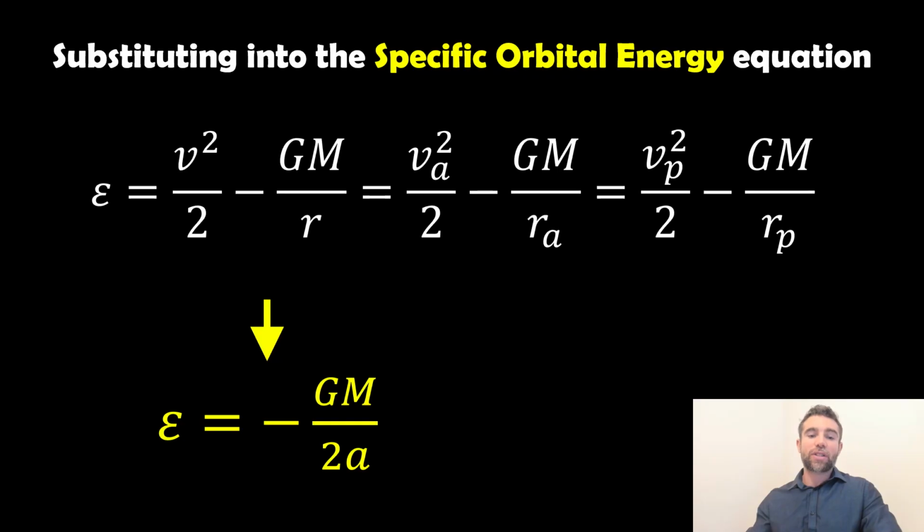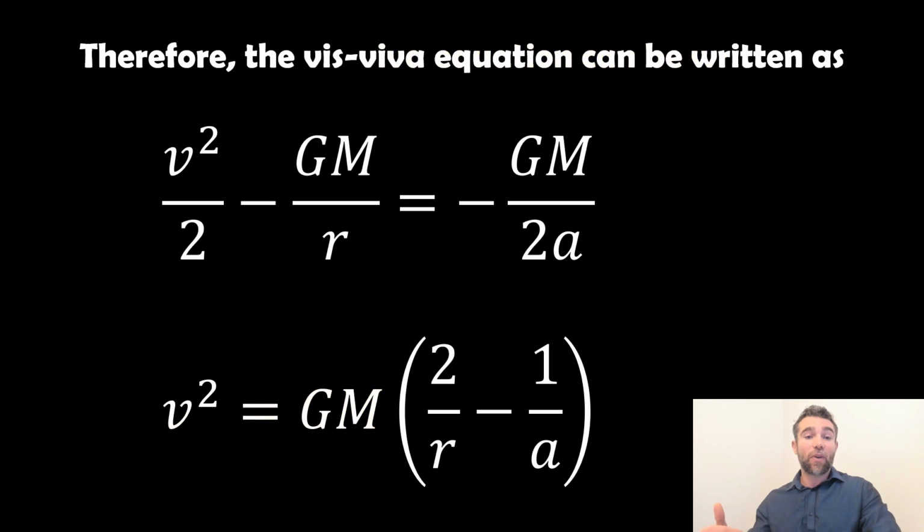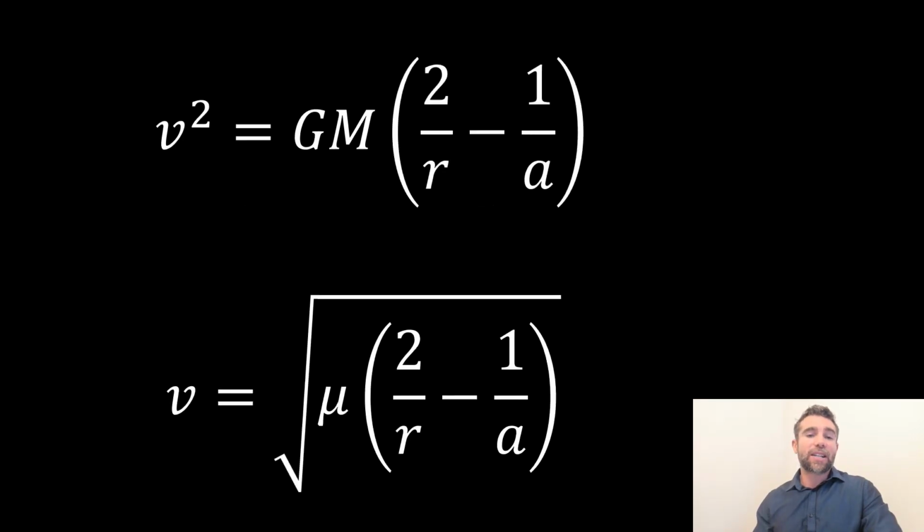Okay. So now if we go back to our specific orbital energy equation and substitute what we've got into that, we can get this form here. If we rearrange that, this gives us our Vis Viva equation at the bottom. So V squared is equal to GM, then you've got some brackets there, where it's 2 over R minus 1 over A. But we can simplify that a little bit further. We can take the square root of that, and that gives us our Vis Viva equation.